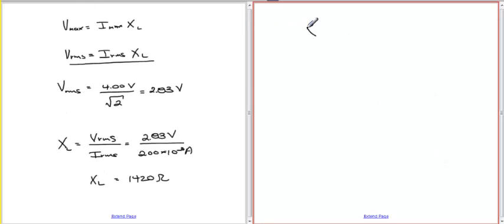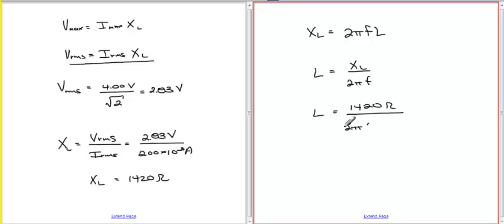The magnetic field that's generated produces a voltage in the opposite direction. So all we have to do is write down the inductive reactance, which is equal to 2 pi f times L, so we can solve for L. It's X sub L divided by 2 pi f. So we just have to substitute: a reactance of 1,420 ohms divided by 2 pi times the frequency, which was 300 hertz, I believe. Yep, 300 hertz.